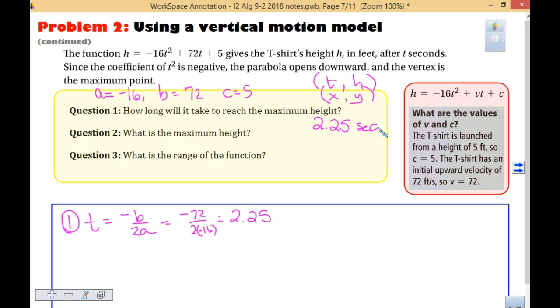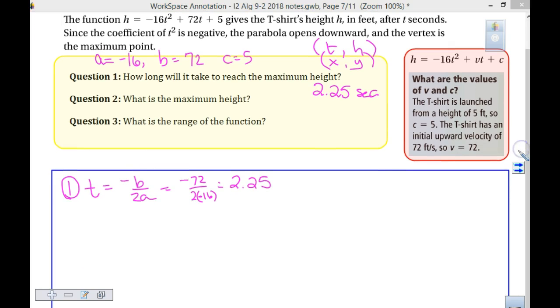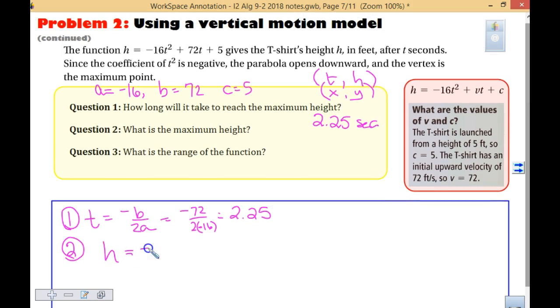The next question says, well, what was that maximum height? That's the y point of our vertex, right? So our second thing that we have to do now is we need to find the y point of our vertex. We're going to use that equation. So our second thing is we're trying to find h. H was equal to, if we look at our initial equation, negative 16, you're going to plug in 2.25 squared. This is why you want your calculator. You should be able to put this whole equation in your calculator. Plus 72 times 2.25 plus 5. Check with your shoulder partner and see if you get the same number when you put that in. Our maximum height is 86 feet, right?